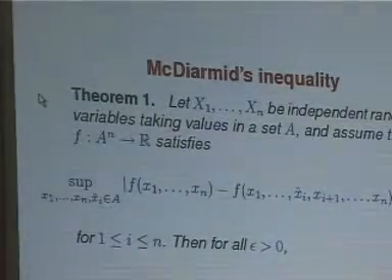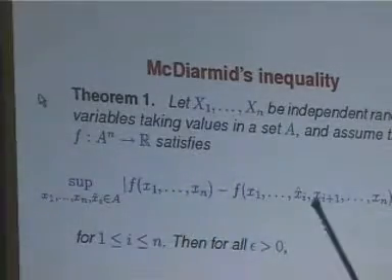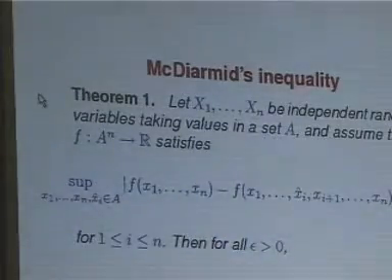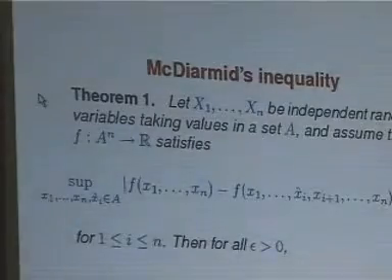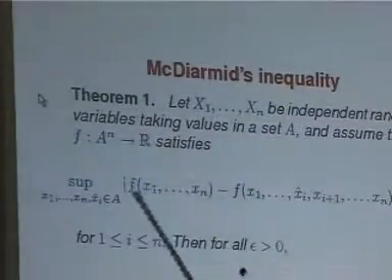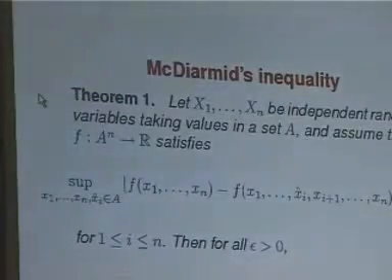And what this is requiring is that if I change the ith input, it must be bounded by c sub i. So it provides a bound on, if you like, the variability of f as you change individual elements. But it's a sup over all possible choices, so it must apply whatever the other variables are. If you change this one, you can't change it by more than ci.